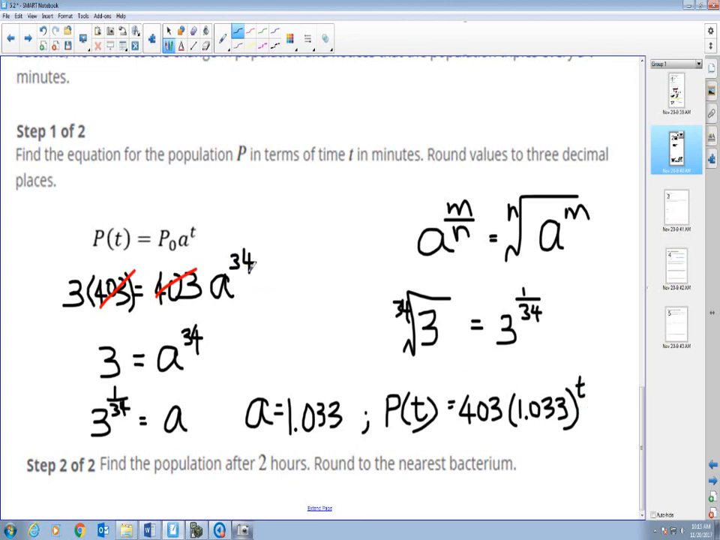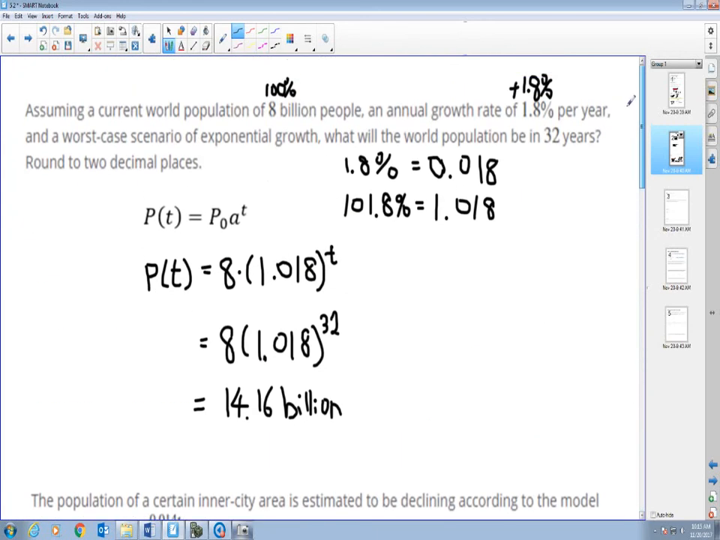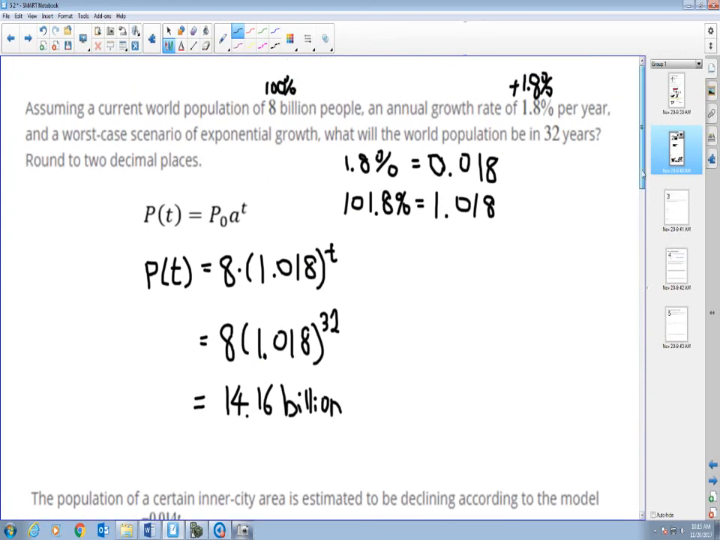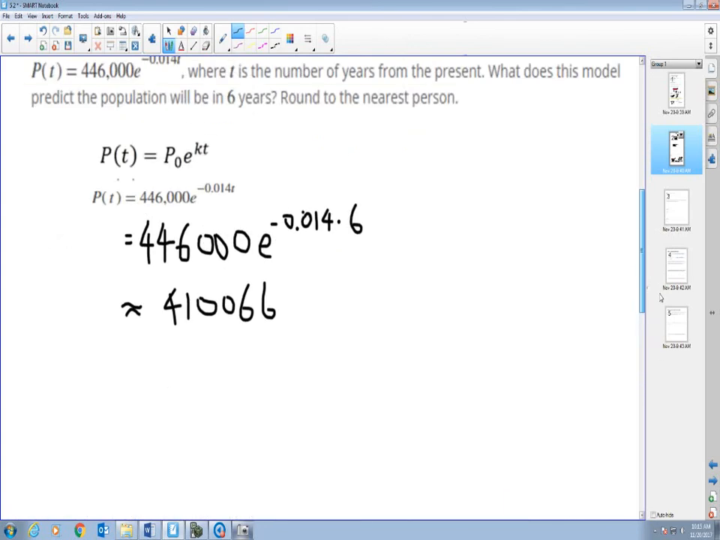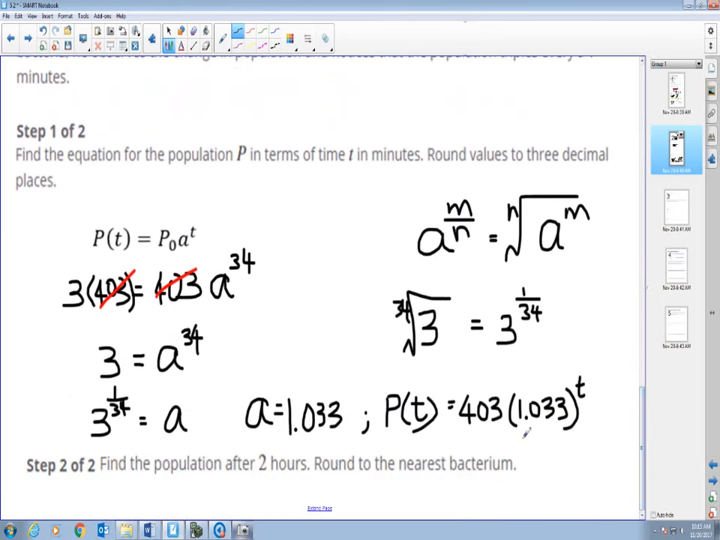So Mrs. Chen, what happened to my 34 for T? Well, the 34 was only used to help me find the growth rate A. And the 34 was actually for that population. So that 1 point something, just like this one right here, you need to take 100% of what you start out with plus the growth rate. So you actually have over 100% raised to the T power.